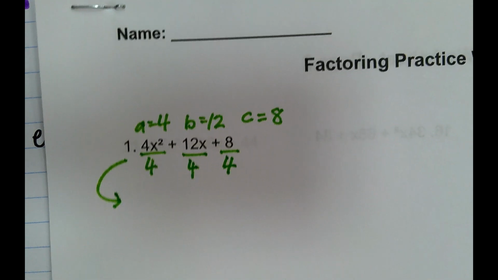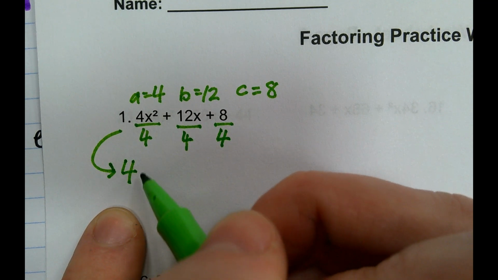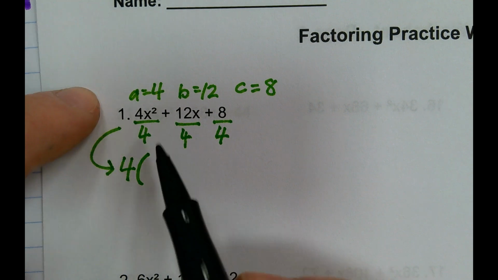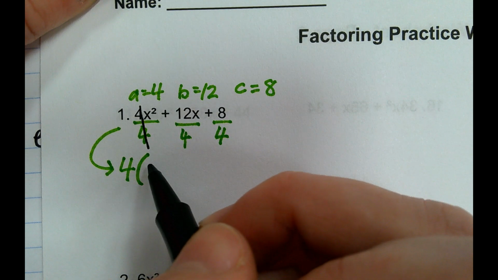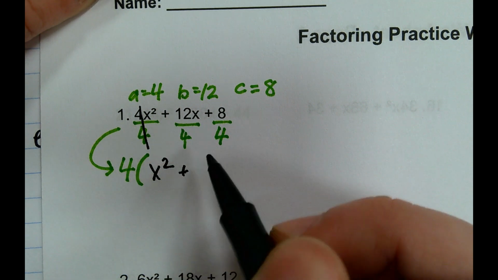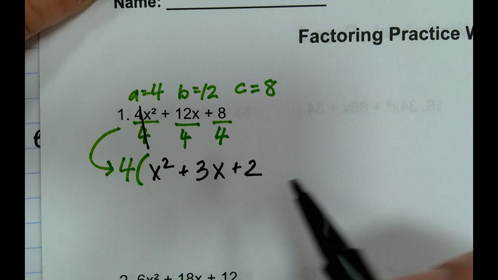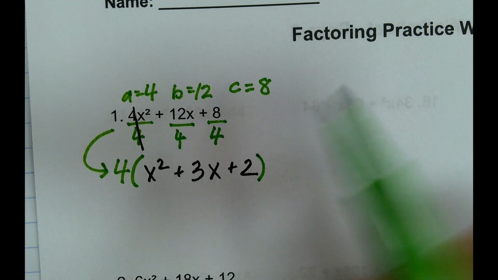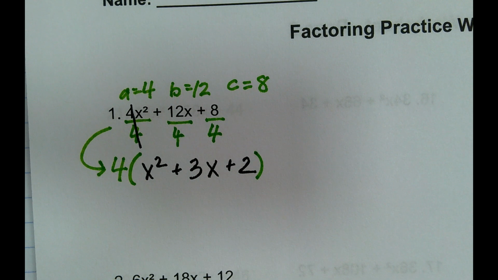So we're going to rewrite our new quadratic expression. But we're going to put our greatest common factor on the outside of a set of parentheses here. So, 4 divided by 4 is 1. Good. That leaves us with x squared. And what's 12 divided by 4? 3. So I've got 3x. And what's 8 divided by 4? 2. Good. So now I have a new quadratic expression inside my parentheses: x squared plus 3x plus 2.